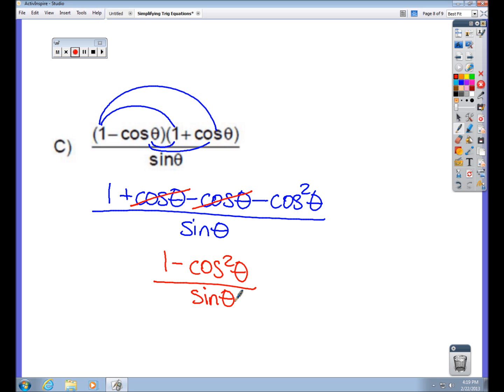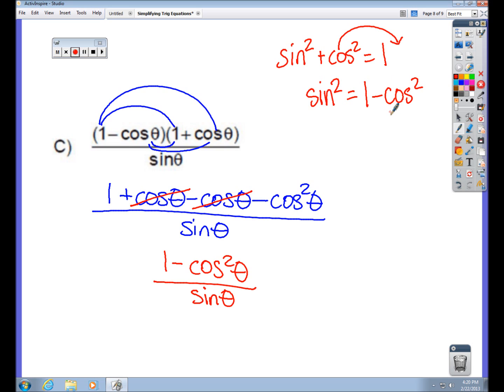Okay, and we can simplify a little bit more on this because 1 minus cosine squared, we have a Pythagorean identity that says that sine squared plus cosine squared is equal to 1. But if I rearrange that a little bit, if I take this cosine to the other side, since it's positive, I would end up subtracting, which would give me 1 minus cosine squared. So 1 minus cosine squared is equal to sine squared. And if I have sine squared divided by sine, subtract your exponents, and we will end up with sine of theta for an answer.